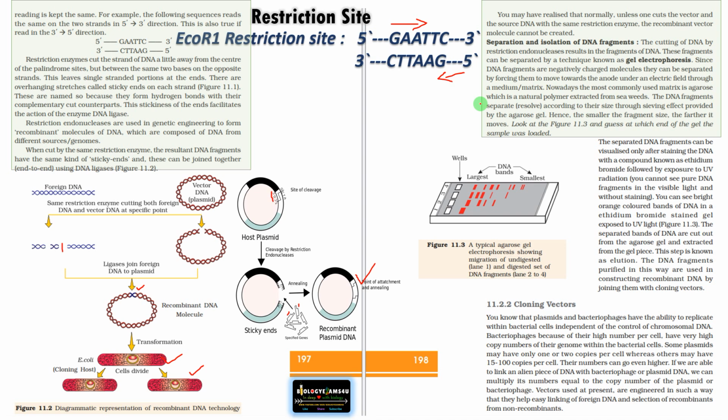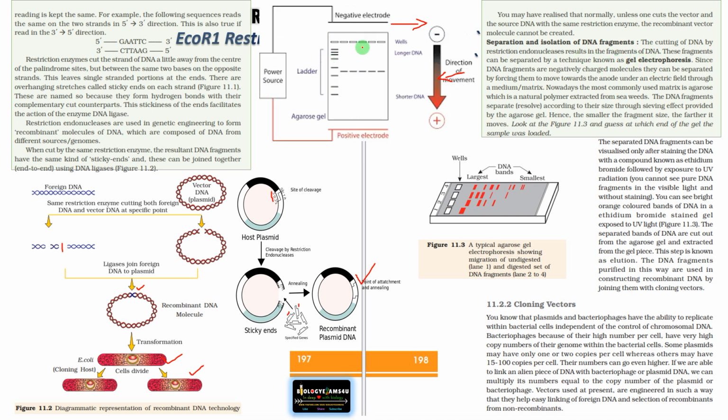In the next paragraph, it is about the separation and isolation of DNA fragments. The cutting of DNA by restriction endonuclease results in the formation of fragments, and these DNA fragments are separated by gel electrophoresis. As you see, DNA is negatively charged because of the phosphate group. So if DNA is loaded here, it will move towards the positive electrode. The smaller fragments will move fast, reaching the bottom first, whereas larger fragments remain at the top. This agarose is isolated from seaweeds.